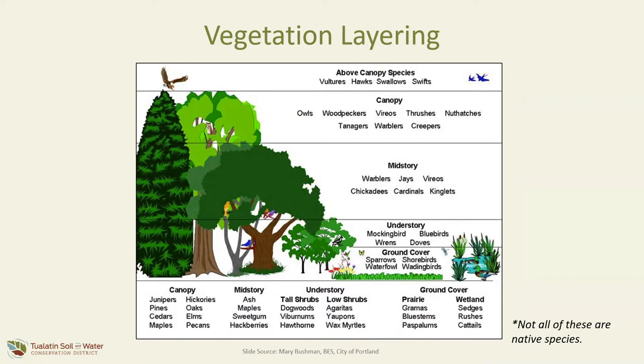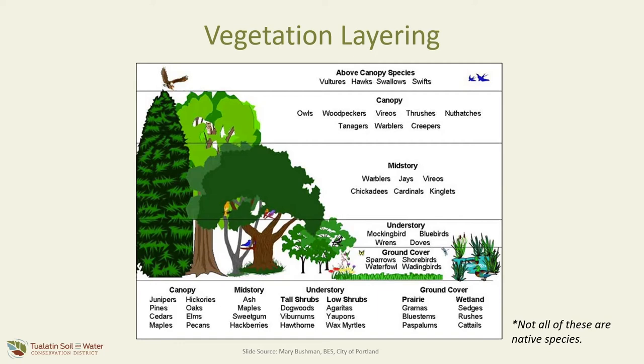And then if you move further up, you might attract woodpeckers or nuthatches if you have a healthy canopy. And then larger birds like hawks are going to use the space above the canopy. So you can anticipate what kind of wildlife you might attract by looking at the different layers that you're planning in your naturescaping plan.